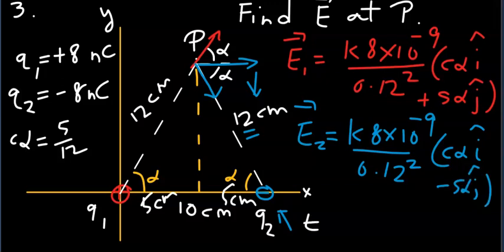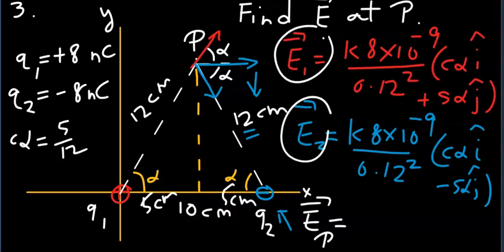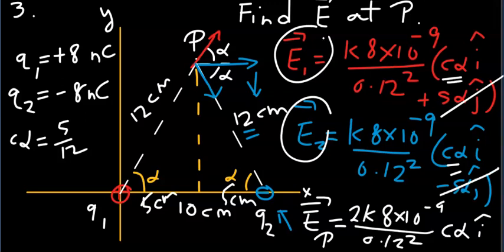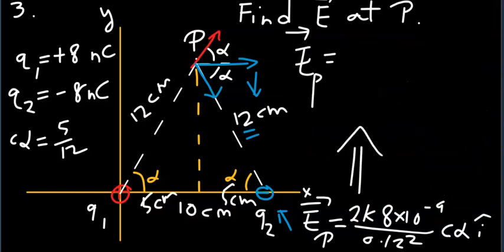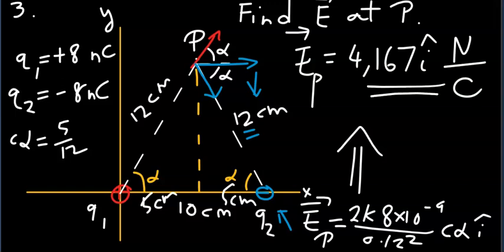The net field at point P is obtained by adding this and this. So you see that the y components will just get cancelled, leaving only the x component. So adding them, the x component doubles, and you will get the following for that value of the electric field: 4,167 i hat newtons per coulomb. So the net electric field is in the direction of i hat.